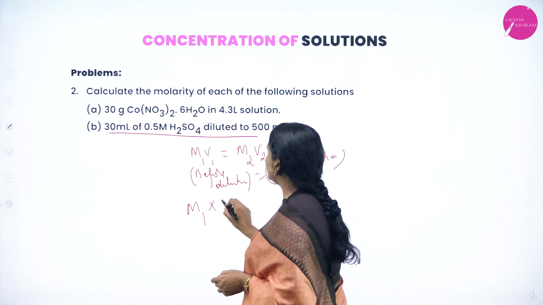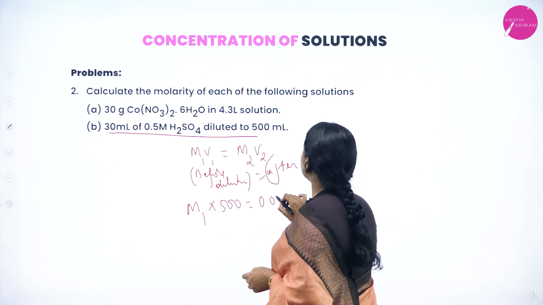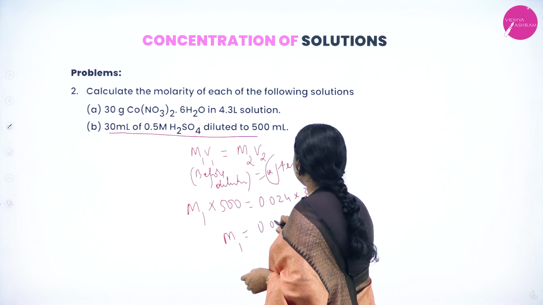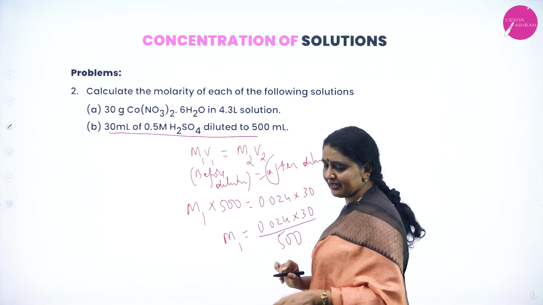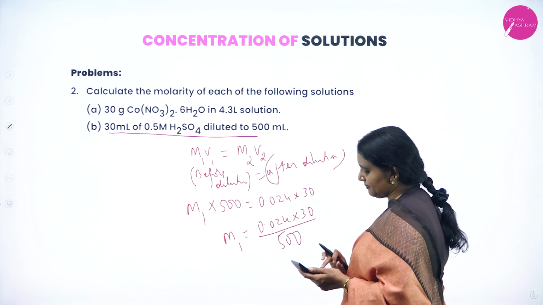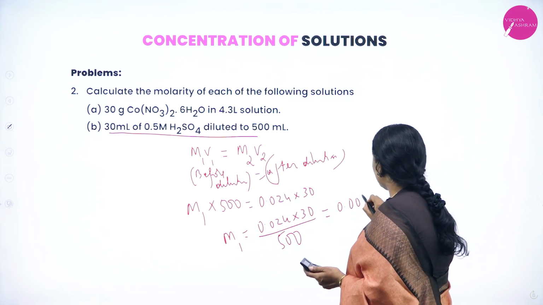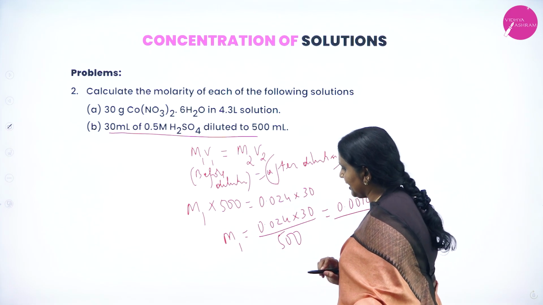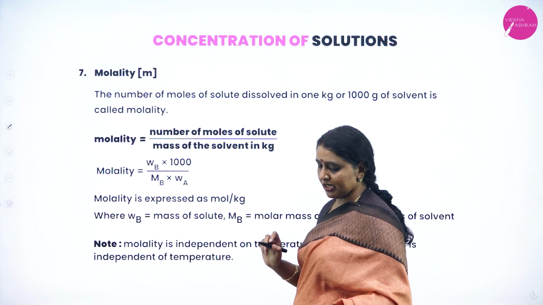So M1 into 500 is equal to M2 into 30, that is 0.024 into 30. M1 is equal to 0.024 into 30 divided by 500. It is equal to 0.00144. It's the molarity after dilution.